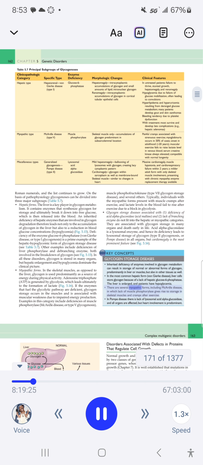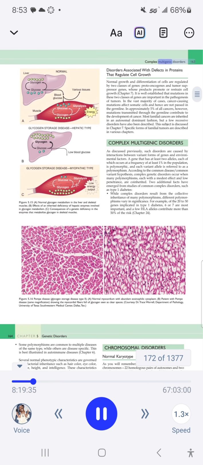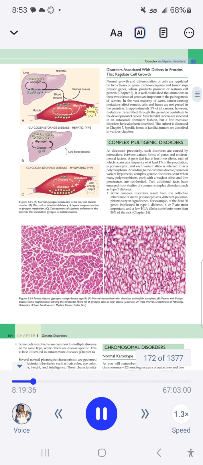There are several myopathic forms, including McArdle disease, in which lack of muscle phosphorylase gives rise to storage in skeletal muscles and cramps after exercise. In Pompe disease, there is lack of lysosomal acid alpha-glucosidase, and all organs are affected, but heart involvement is predominant.